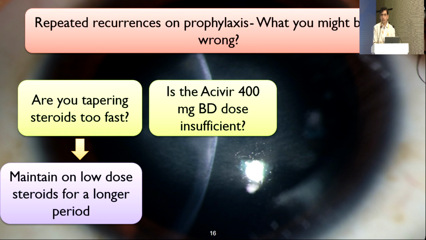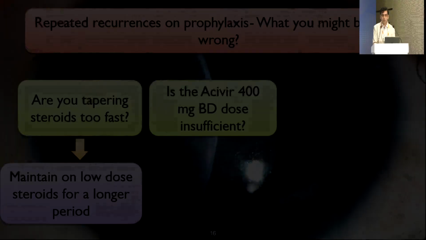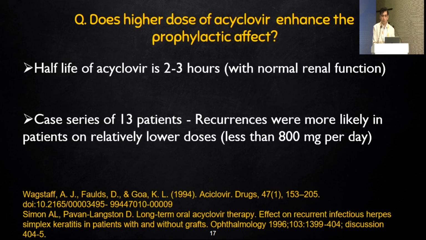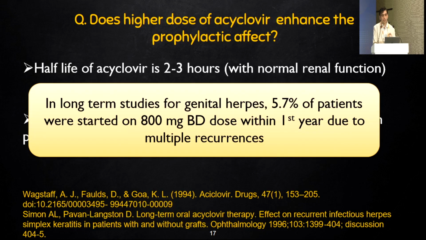Second, if the patient is having recurrences repeatedly with this dosage of Acivir, do you need to increase the dosage? There are studies which have shown that at least 800 mg is needed per day for reducing recurrences, and recurrence rates are higher at lower dosages than that. There are also studies which have shown that slightly higher than 800 mg does reduce recurrence rates, but they are not randomized trials, so we don't know the complete efficacy of that.